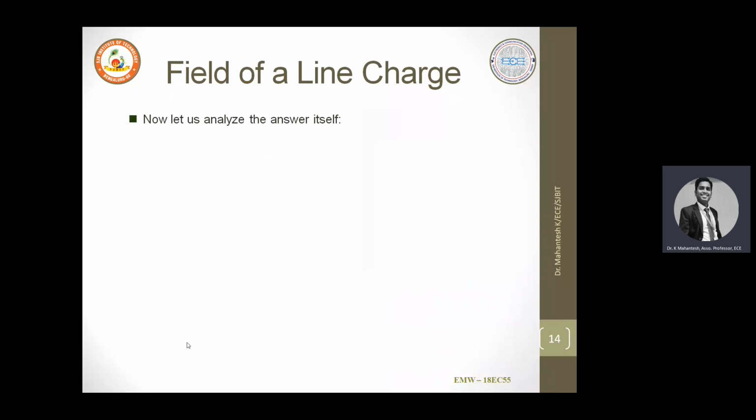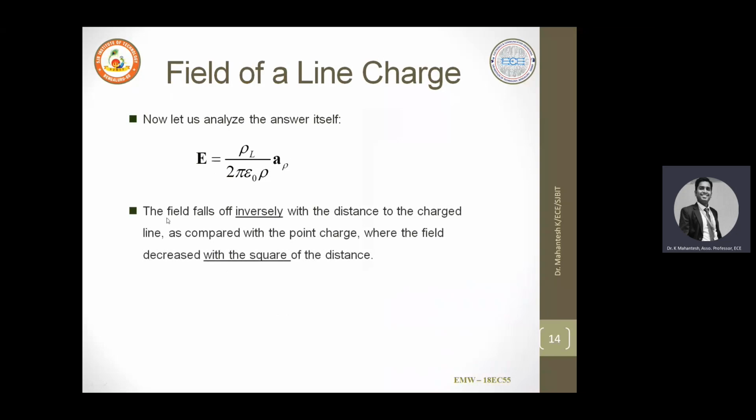Now let us analyze the answer itself. E is equal to rho L by 2 pi epsilon naught rho, a rho. The field falls off inversely with the distance to the charged line, as compared with the point charge, where the field decreases with the square of the distance.